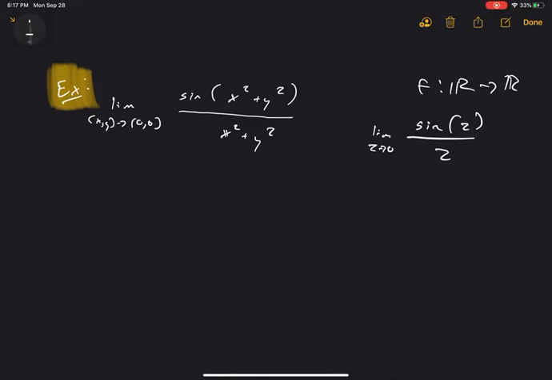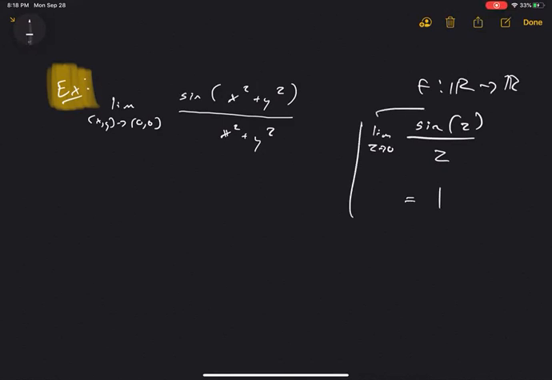If you have a good working knowledge of Calc 1, maybe you remember this. And you can actually figure this out on your own using L'Hopital's rule, right? The limit of the top is 0, and the limit of the bottom is 0 as z goes to 0, right? So we have this 0 over 0 case. So using L'Hopital's, we can see the limit of this thing is going to be 1.